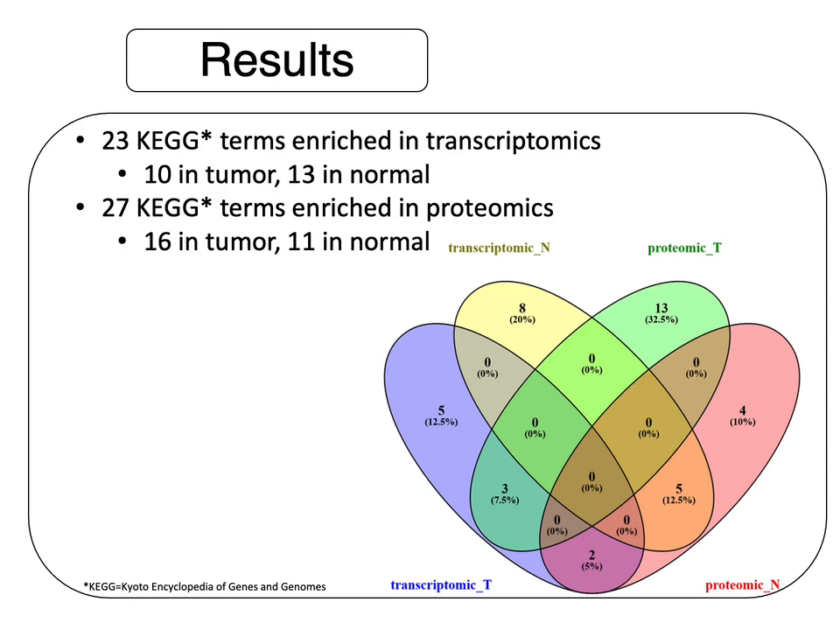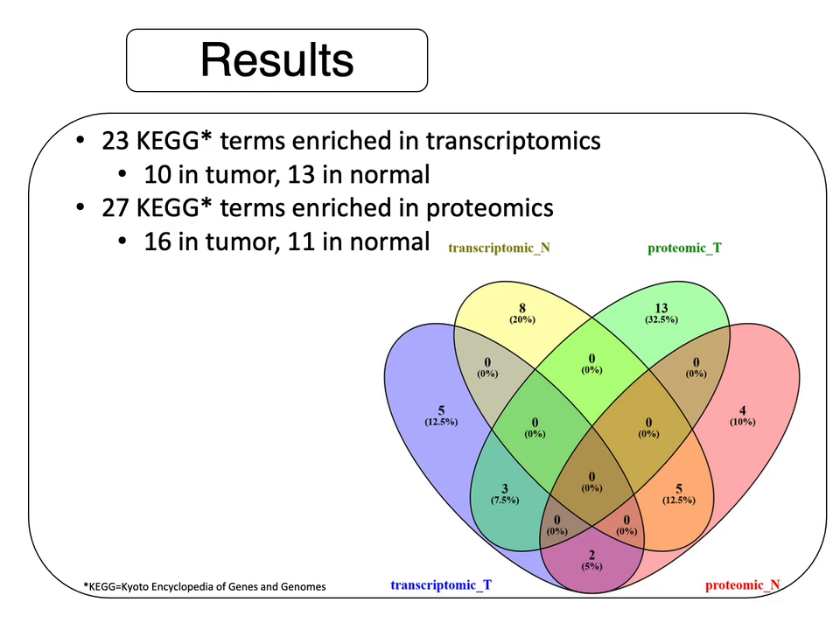Here we show the gene set enrichment result of its specific phenotypes. The Venn diagram on the bottom right shows the correlation between the identified KEGG terms. In transcriptomics, we found 23 enriched KEGG terms, 10 for tumor, as shown in the purple circle, and 13 for normal, as shown in the yellow circle on the Venn diagram.